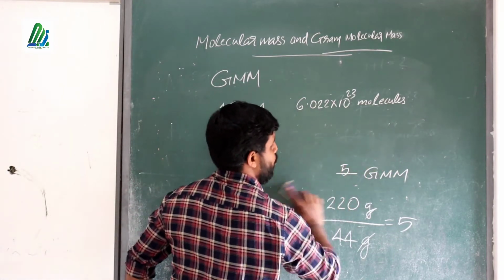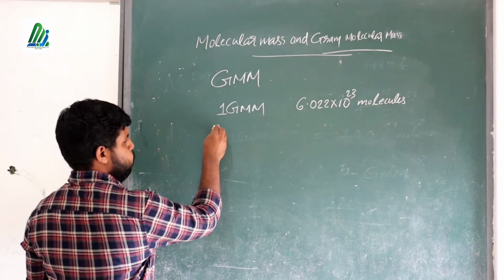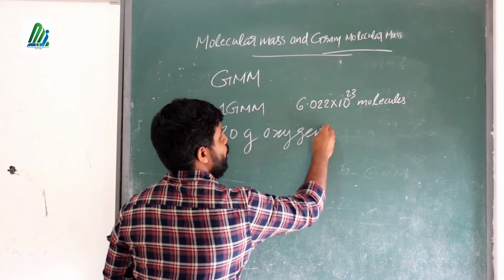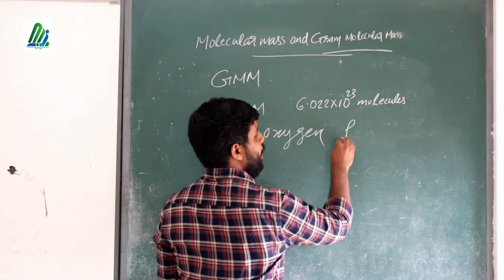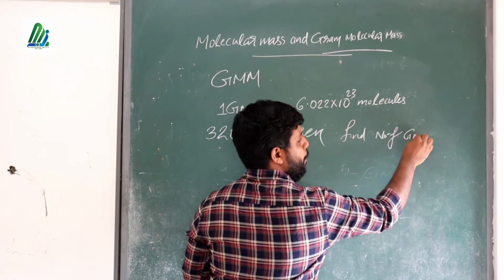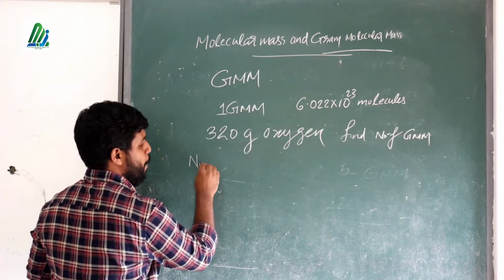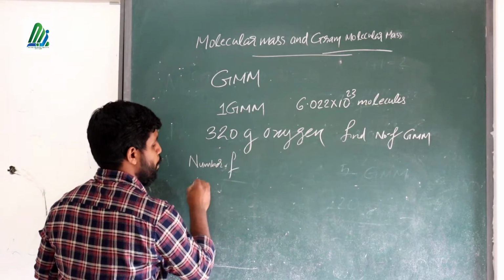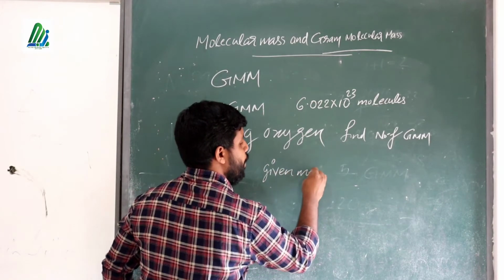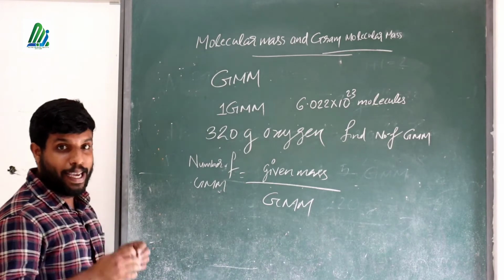Then you have one more question. If you take 320 gram oxygen, find the number of GMM. So you know that the number of GMM is equal to given mass divided by gram molecular mass.